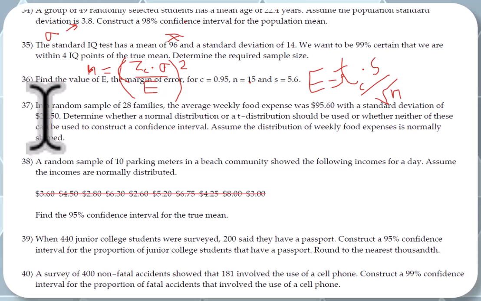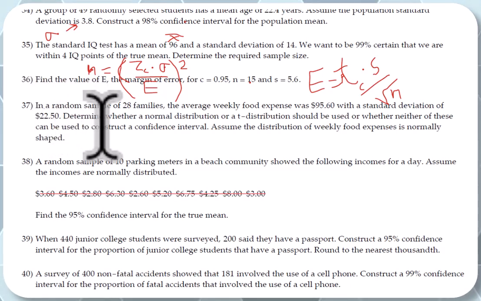Number 37. In a random sample of 28 families, the average weekly food expense was 95.60 with a standard deviation of 22.50. He didn't say population standard deviation. You have to treat it as an S. Determine whether a normal distribution or a T distribution should be used or whether neither of these can be used to construct a confidence interval. Assume that the population is normally distributed. Since he says the population is normally distributed and he gave you the sample standard deviation, definitely you can use the T distribution here. It's not a question to find a confidence interval. It asks you whether we should use Z or T here.